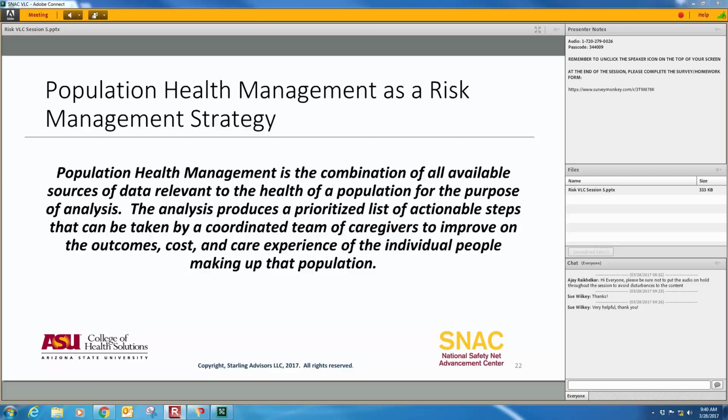But population health management is the combination of all available sources of data relevant to the health of a population for the purposes of analysis, so that the analysis then can create a prioritized list of actionable steps that can be taken by a coordinated team of caregivers to improve on the outcomes, cost, and care experience of the individual people making up that population. So the focus here is really, how do we take all the data that we have and put together a big picture roadmap of where we're going to apply resources to support these patient populations.